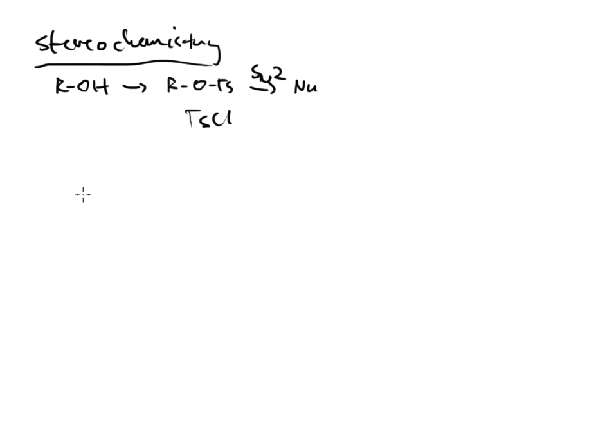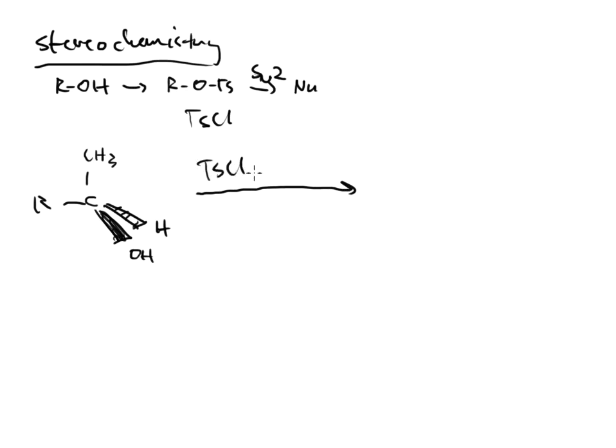So what that means is that if you had, let's say, a carbon with a methyl group, and let's say a hydrogen here dashed, and a solid wedge here with an OH, and an R group there. Just some kind of random R group, it doesn't matter. And we react this stuff with tosyl chloride and pyridine with maybe OCH3 as the nucleophile that will go in and replace it. It's one inversion step.